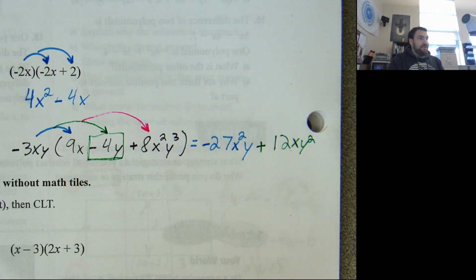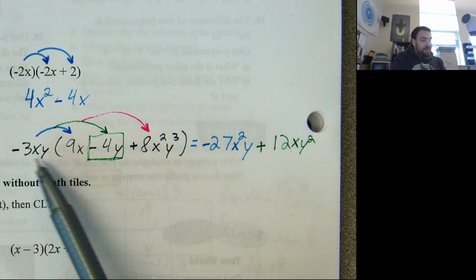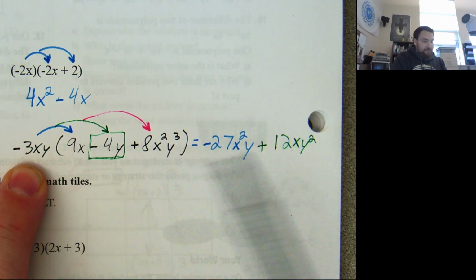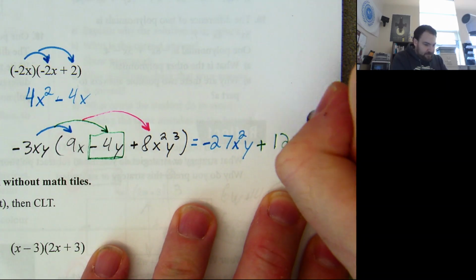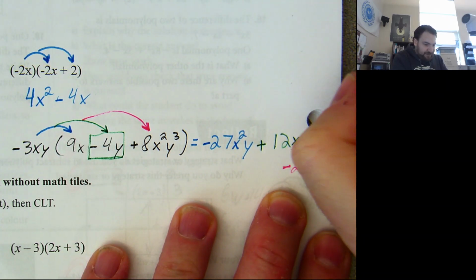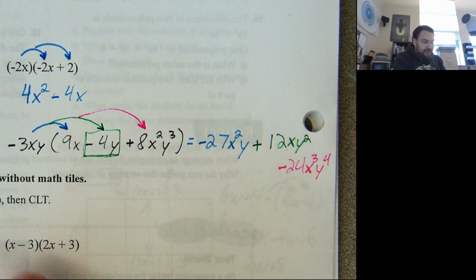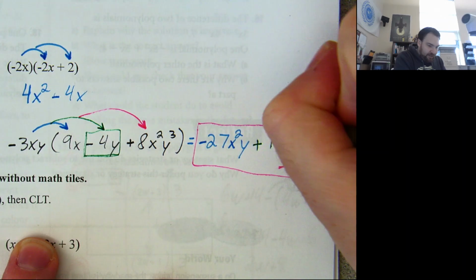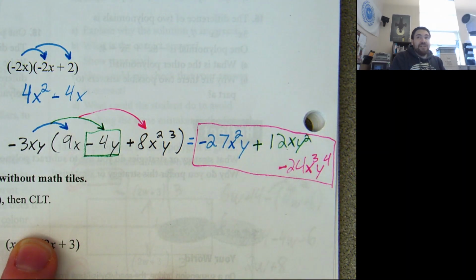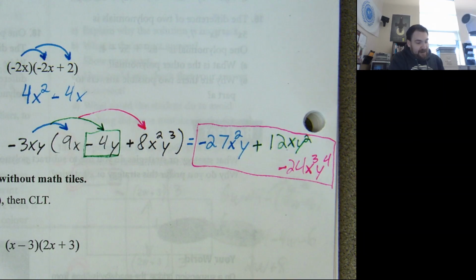Someone other than Hasanjot and Zara, because they've answered everything so far. Yes, Josh. The pink multiplication. This guy distributed onto that term. Negative 24x to the 3 y to the 4. Good. So then this entire polynomial is the result we get when we multiply.